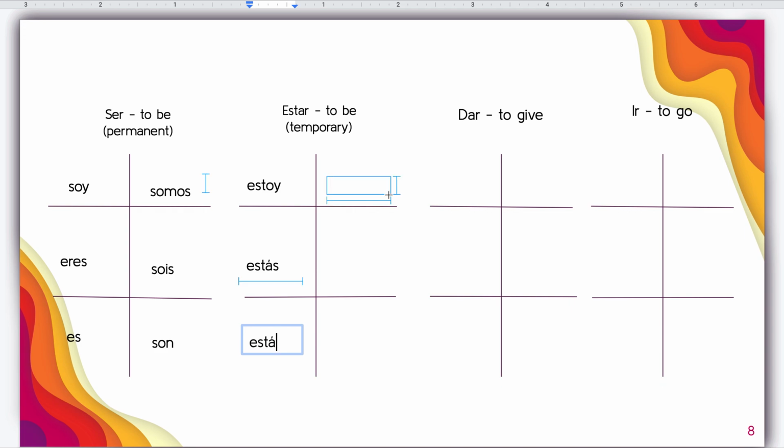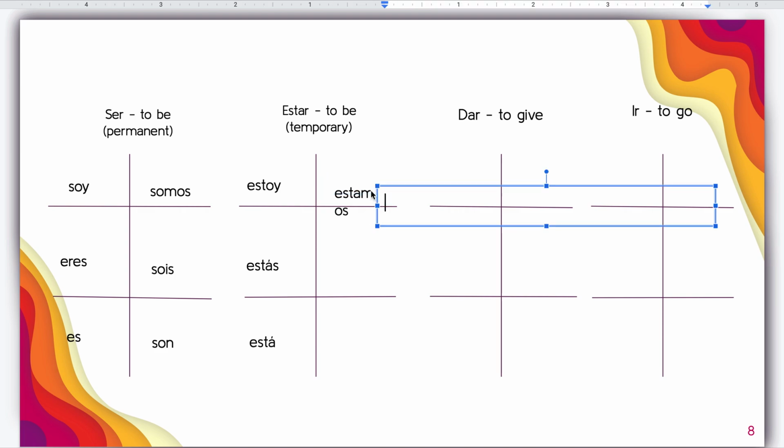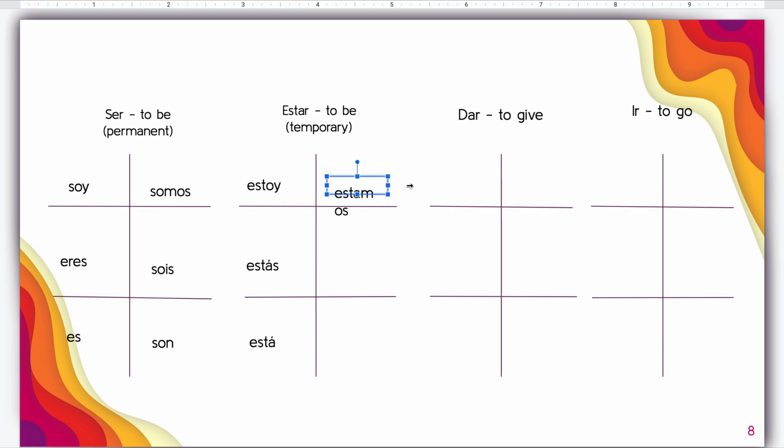The nosotros form, estamos. All right, then the vosotros form, estáis, accent over the A. The ustedes, están, accent over the A. So the bottom four have accents.